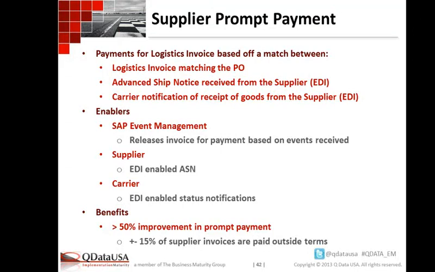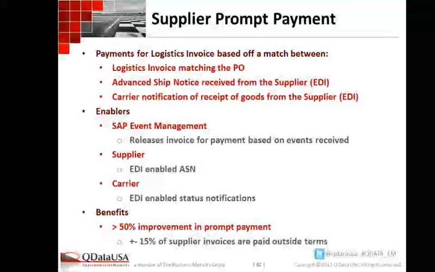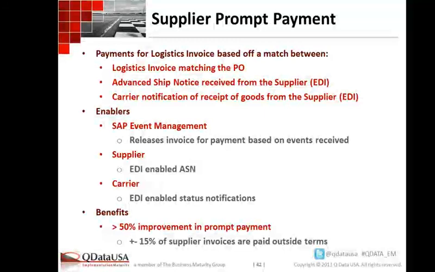So how do we do that? Through the enablers. SAP Event Management is the one that is releasing the invoice for payment based on the events that are received. On the supplier side, they need to give us that ASN. The ASN, or the 856, has the carrier tracking number on it. Then from a carrier side, we need to get the carrier tracking status notification. So our 214 messages, as an example, are matched up with the ASN carrier tracking number that the supplier sent us.